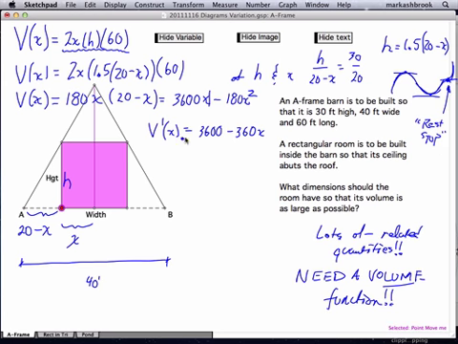Okay? So we're going to take this. We want to know, where does the volume pause? At what value of x does it pause? 10. Okay, so we know that at x equals 10, we get the maximum volume, right?